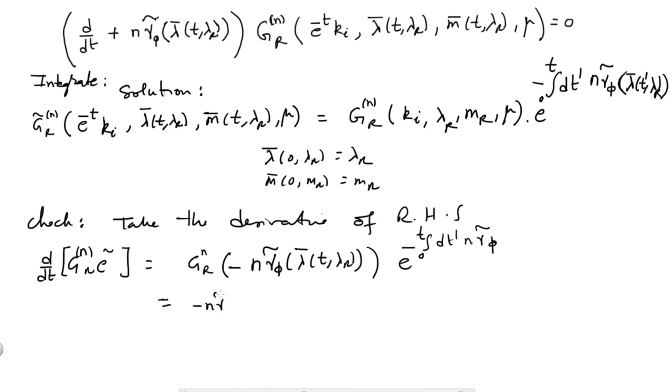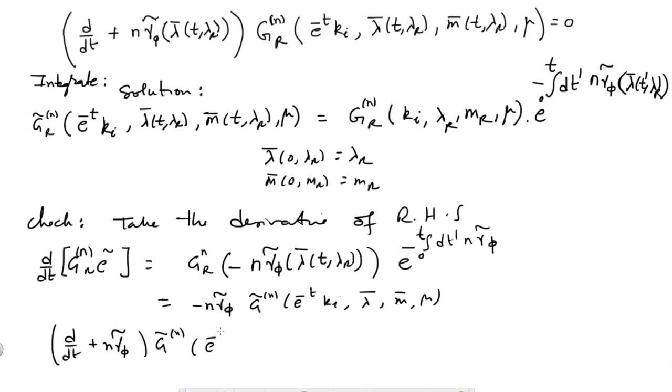Which is minus n gamma tilde phi, I'll suppress the arguments, times g tilde n, this times this, which is again the original thing, g tilde n e to the minus t k I lambda bar m bar mu. Taking this to the other side and remembering that this is exactly this factor, you get d over dt plus n gamma tilde phi, acting on g tilde n e to the minus t k I lambda bar t lambda r m bar t lambda r mu equal to 0.